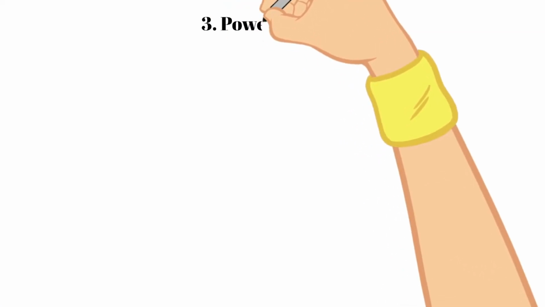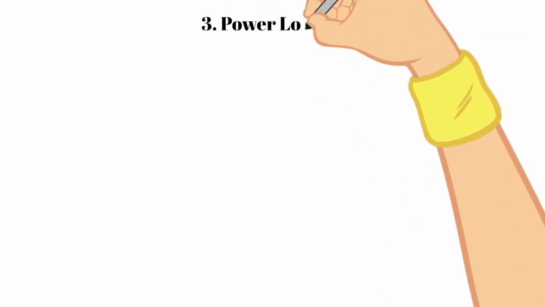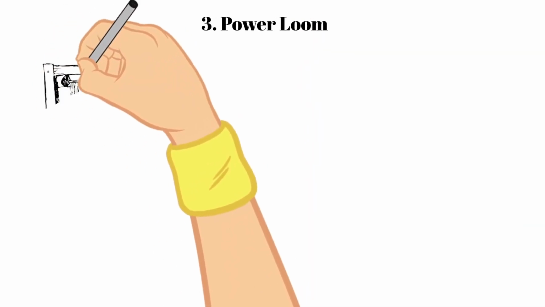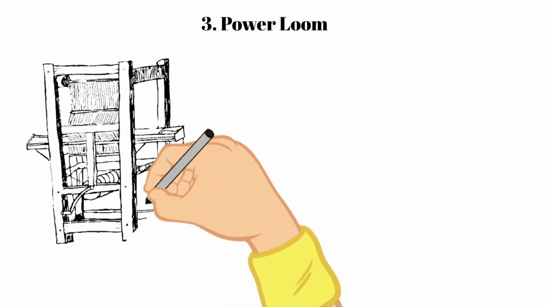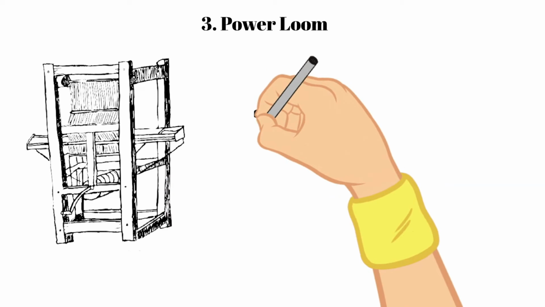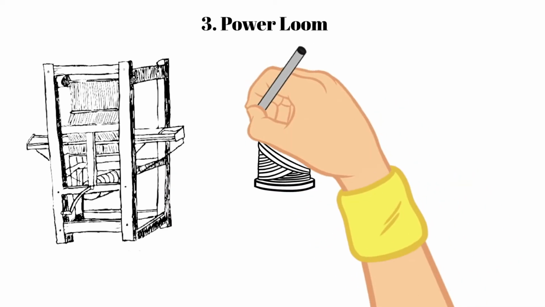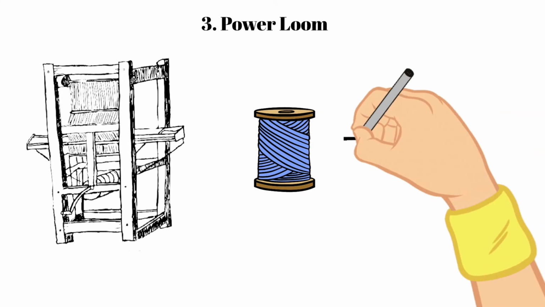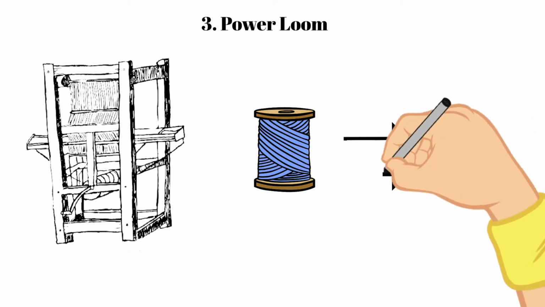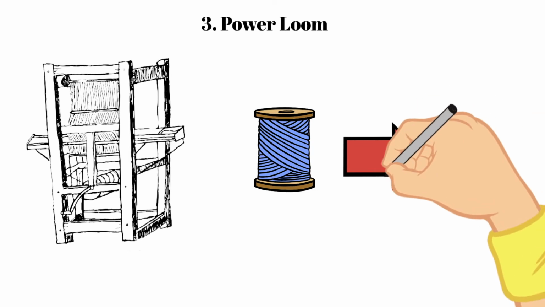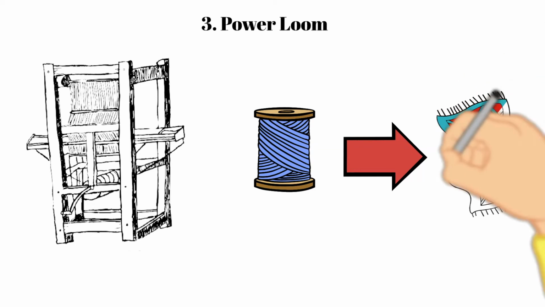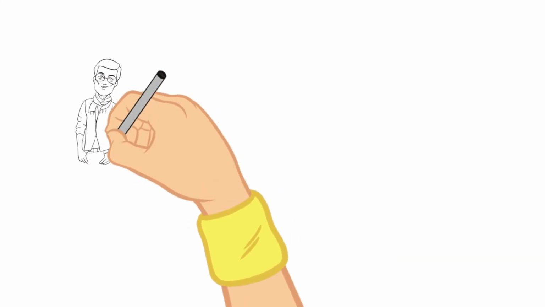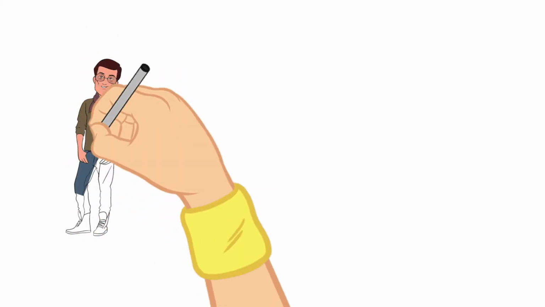And that brings us to our third invention that helped spur the Industrial Revolution, and that was Edmund Cartwright's power loom. First, we need to talk about what a loom is. Some of you may already know, but a loom is a device that is used to weave together threads in order to produce a fabric. Traditional hand looms were slow and required several laborers to operate. Cartwright's invention of the power loom was significant because it used a mechanical process to automate much of the weaving process.